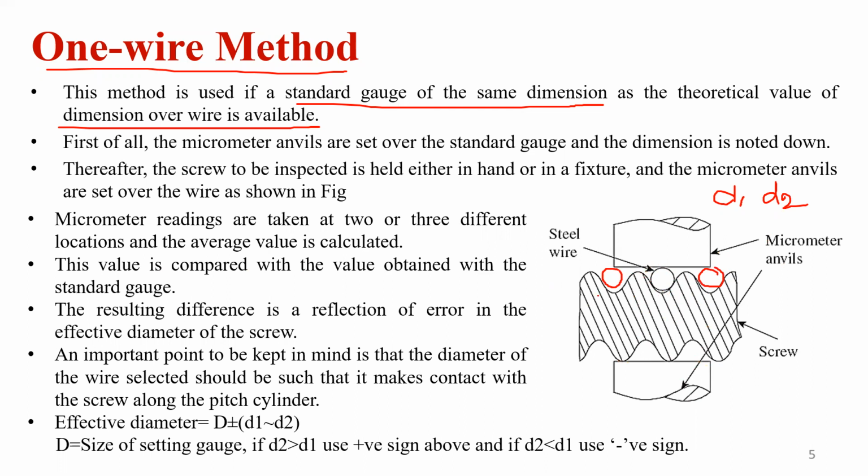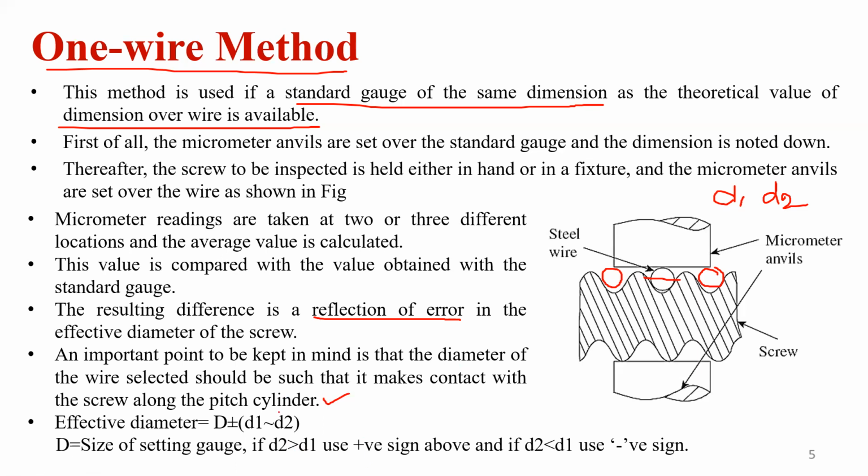And then we will take the average value. This value is compared with the standard gauge. So you will get the difference between the standard gauge and the dimension over the wires. This difference will give the reflection of the error in the effective diameter of the screw. Here we need to consider an important point: the diameter of the wire should be selected in such a way that it makes contact with the screw along the pitch cylinder. So this point we need to consider.